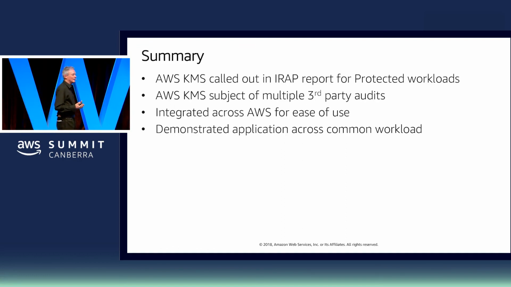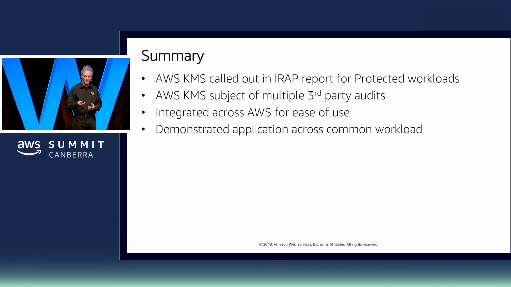Just in summary, there were three key points there. I gave you a status on where we're at with our IRAP process. I encourage you to have a look at our Stage 2 IRAP report at the protected level that enables agencies to self-certify today. I've talked about encryption and how KMS is one of the key services in this space. And then I've demonstrated how to actually use that in a common workload.